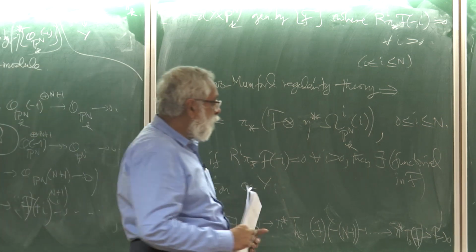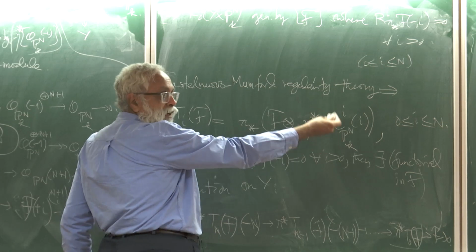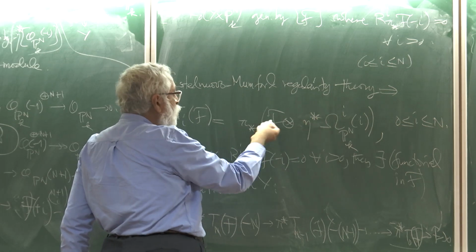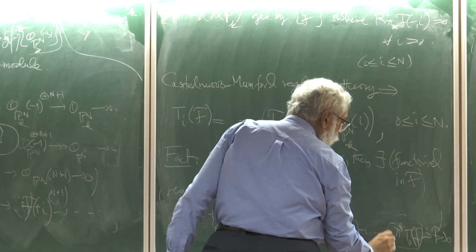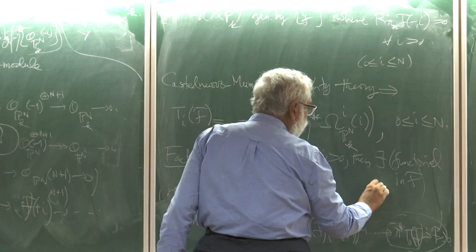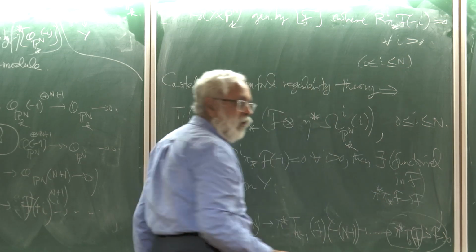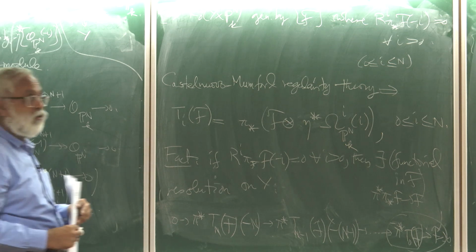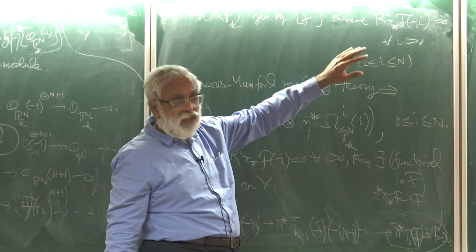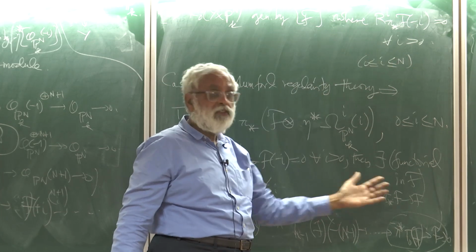So just to start things off, what is this T_0 F? There's no omega then. Omega 0 is just the structure sheaf. So this is just saying take pi lower star F. So this map here is just the natural map pi upper star pi lower star F to F. So it's something like saying along the fibers F is generated by global sections. So Castelnuovo-Mumford regularity theory says, because I know some vanishing of the higher cohomologies, the sheaf is generated by global sections.